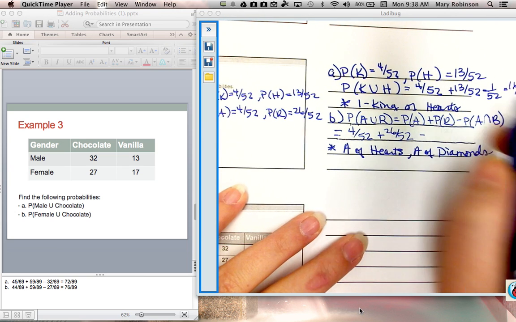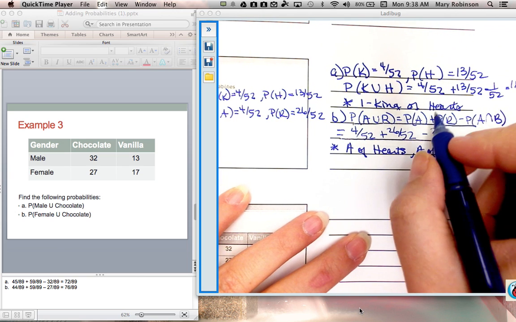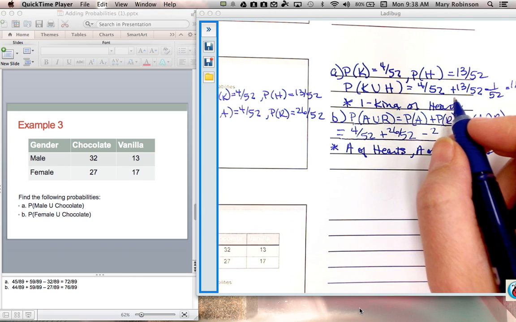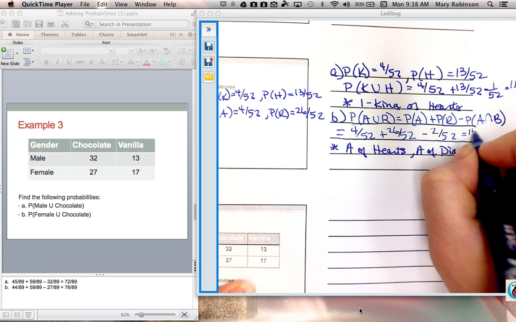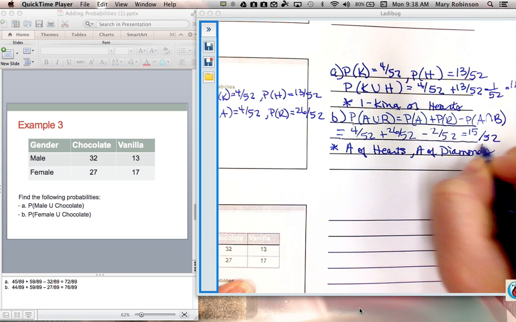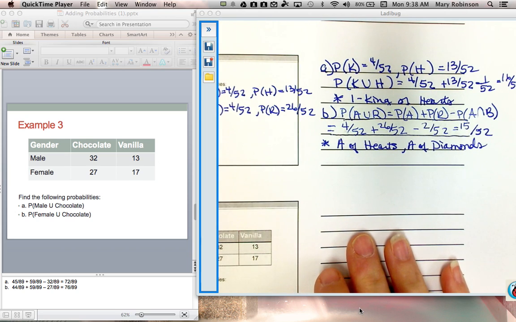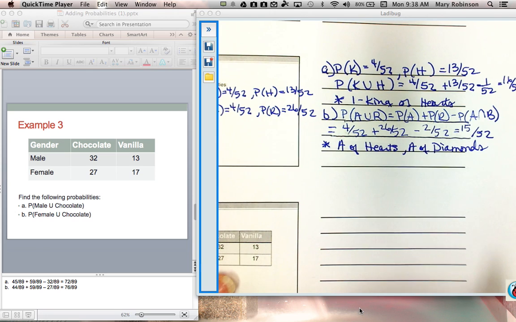So that's the probability of ace and red. There are 2 of them. So we subtract out the 2 out of 52. And that leaves us with a probability of 15 out of 52. So I hope you got that right. Next, we're going to do part C.